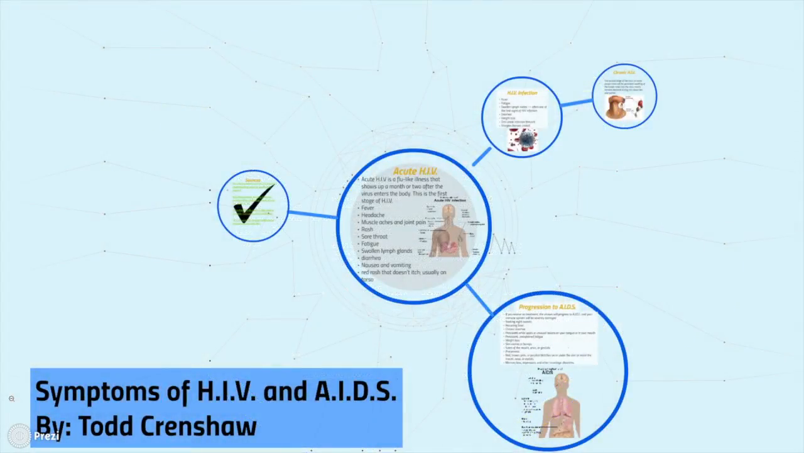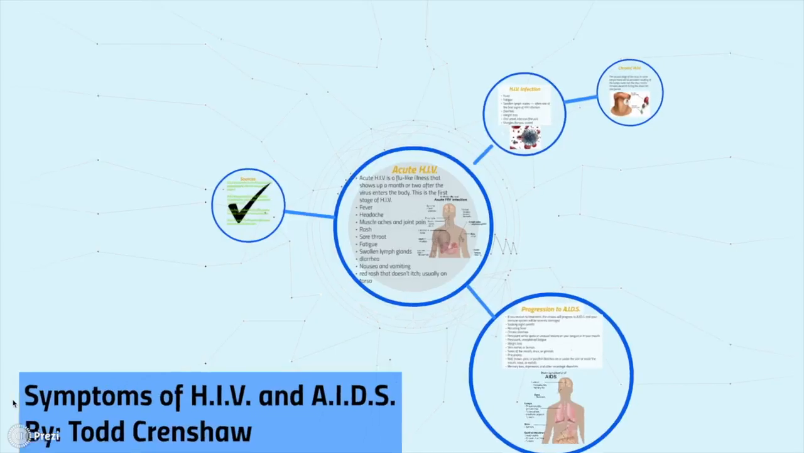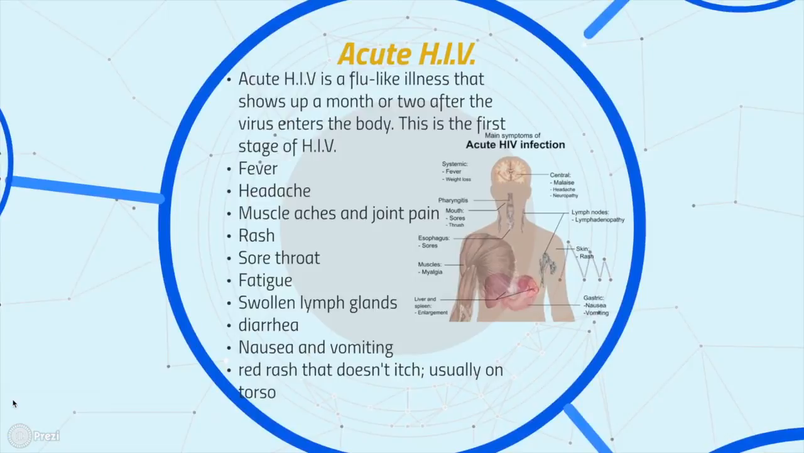Symptoms of HIV and AIDS by Todd Crenshaw. Acute HIV. Acute HIV is a flu-like illness that shows up a month or 2 after the virus enters the body. This is the first stage of HIV. The symptoms are as follows: fever, headache, muscle aches and joint pain, rash, sore throat, fatigue, swollen lymph glands, diarrhea, nausea and vomiting, and a red rash that doesn't itch, usually on the torso.